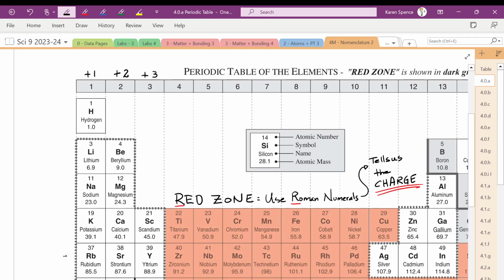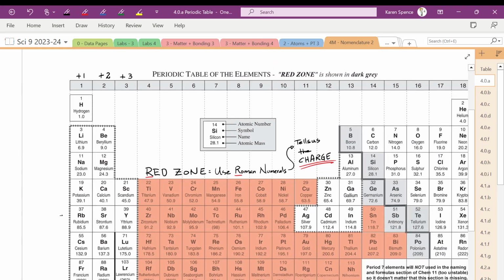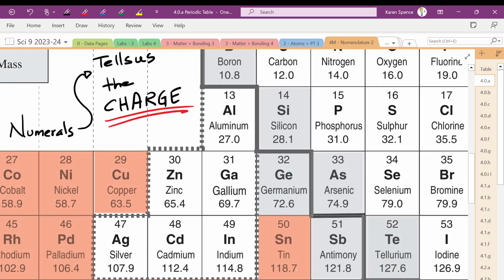So if at some point you decide you would like to memorize these, okay, it's really as easy as 1, 2, 3, right? What's the charge of column 1? 1. What's the charge of column 2? 2. What's the charge of column 3? 3. It's as easy as 1, 2, 3. Yes? Now we have all our red zone ones, and those are the ones we're going to use the Roman numeral to tell us the charge. But you'll notice in the middle of the red zone, before we hit the non-metals, there's like a little mini staircase in there, yes? Okay.